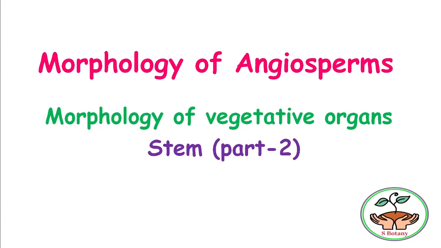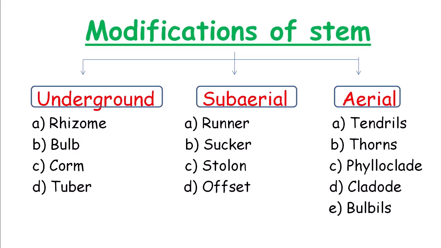Today we are going to see about the morphology of vegetative organs, stem. This is part 2. In part 1, we have discussed the stem, its characteristics and its function. This is a continuation of part 1. In this video, we will see about the different modifications of the stem.